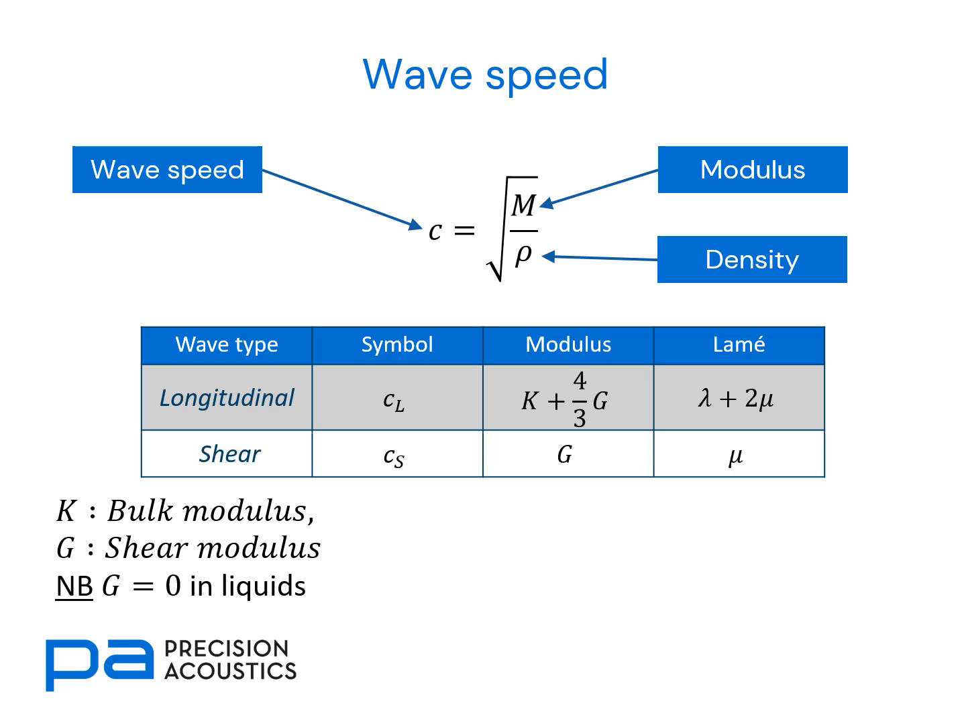If we're now interested in shear waves, then this is simply the modulus G, our shear modulus, alternatively in terms of Lamé constants mu. Note here that K plus 4/3 G is always larger than just G, which is why the longitudinal wavespeed is always greater than the shear wave speed.